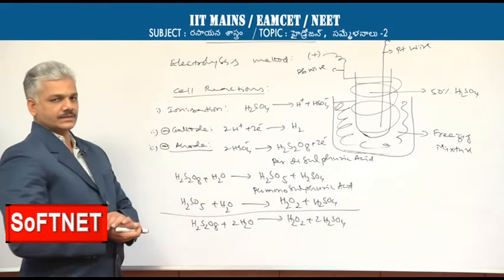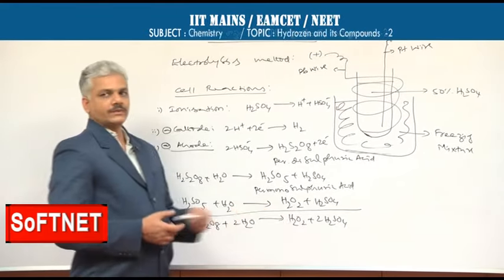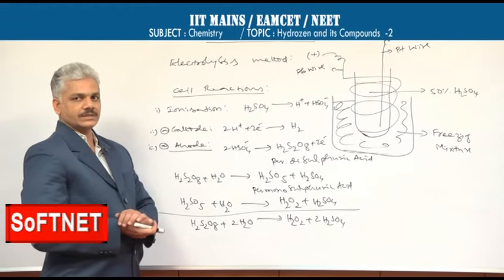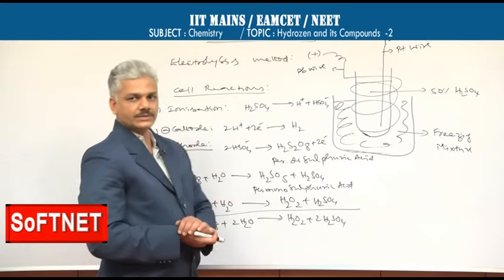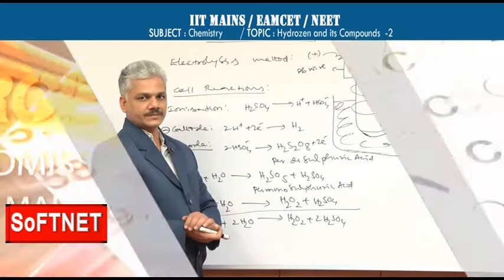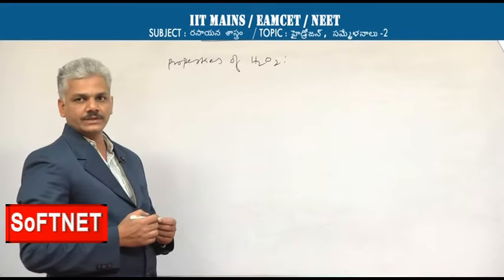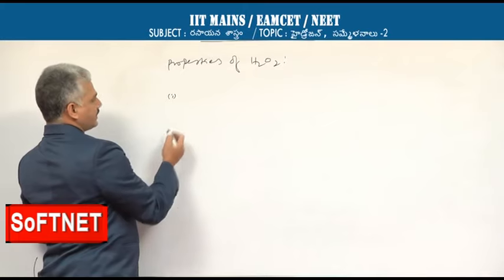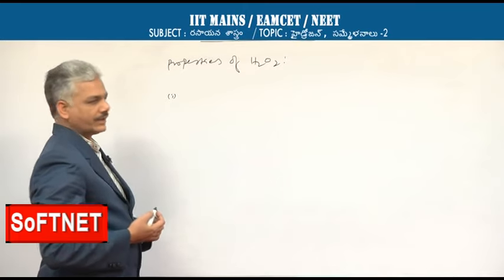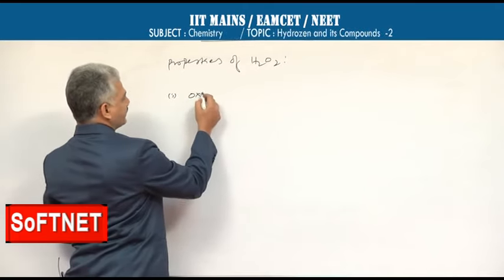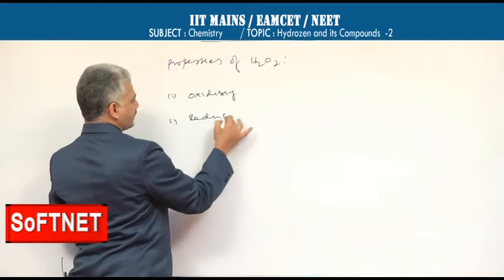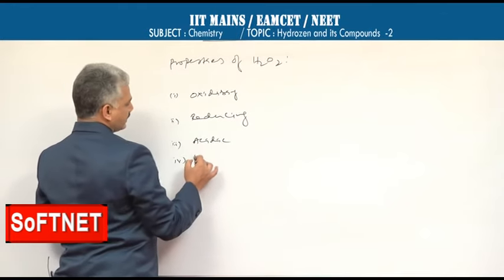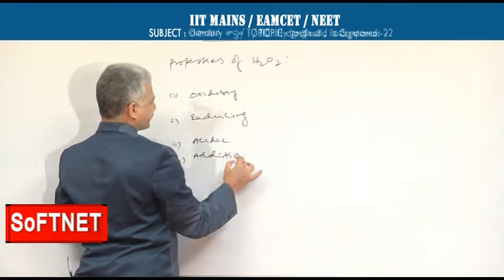However, it is mixed with sulfuric acid. In general, 50% of the acid is converted into hydrogen peroxide by this method. Properties of hydrogen peroxide. The chemical properties of hydrogen peroxide can be studied under 4 headings: oxidizing properties, reducing properties, acidic properties, and addition reactions.